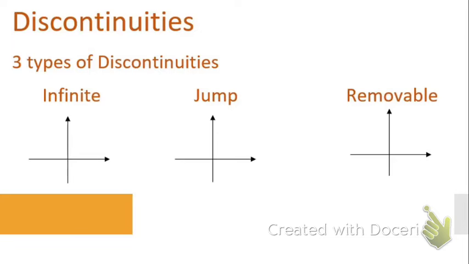Well, before we do that, go ahead and write 3 types of discontinuities and then just make 3 X and Y. So I'm going to explain what each type looks like, and then we'll work to identify it.